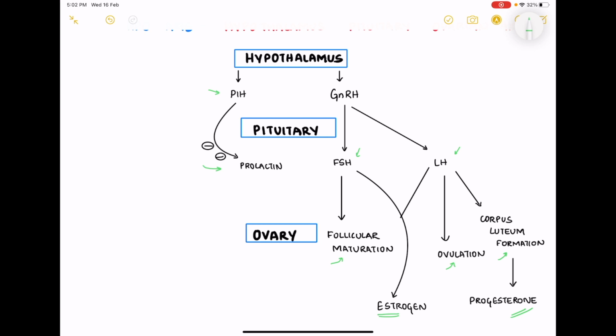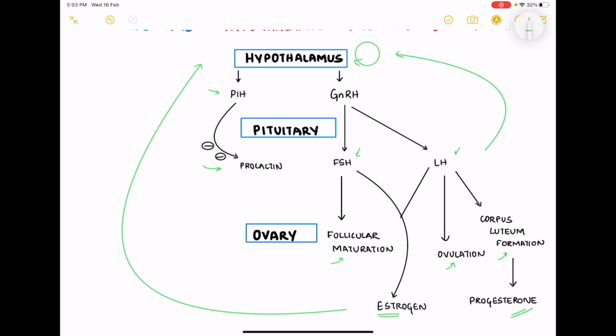The negative feedback mechanism that we're looking at has something called the long loop, short loop, and ultra short loop. Long loop refers to the estrogen and progesterone, that is the ovarian hormones, having a negative feedback on the hypothalamus. Short loop is where the FSH and LH have a negative feedback on the hypothalamus. And ultra short loop is where certain substances and factors within the hypothalamus have negative feedback on the hormones released by the hypothalamus.